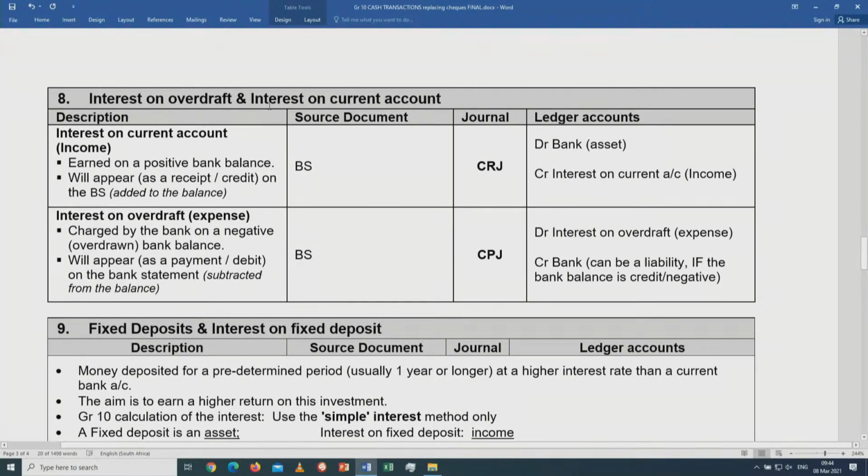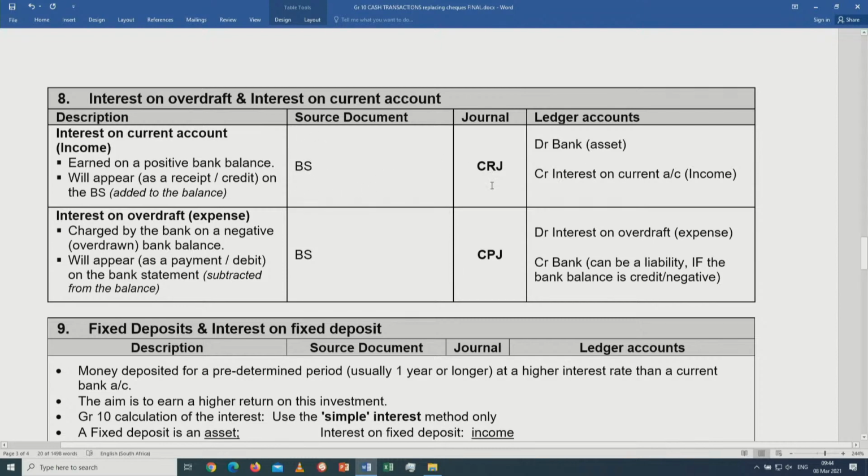So, interest on overdraft and interest on current account. Interest on a positive bank balance will appear as receipts, credit, or on the bank statement, added to the balance. So the source document here will be the bank statement. The interest, you'll only see it on the bank statement.